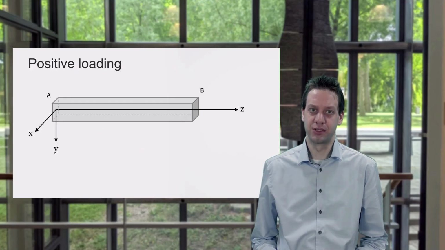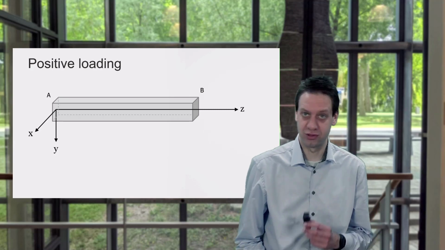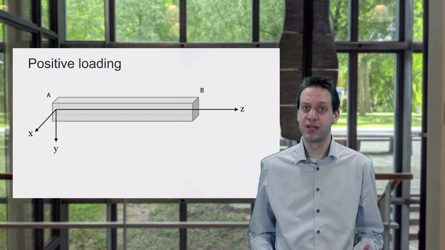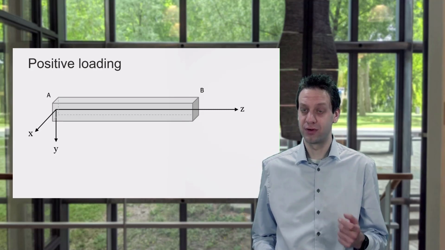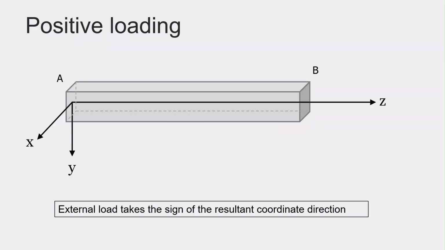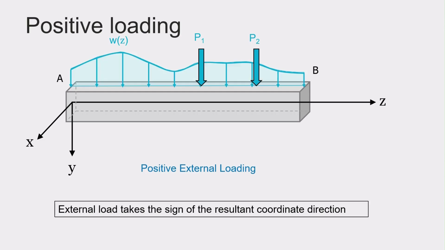Now that we have a coordinate system, we can look at what this means for other parts of the problem statement. And for this, let's start with what we define as a positive load. In general, an external load takes the sign of the resultant in the coordinate system. So, a positive external load, in terms of point loads, means that if the load is acting downward in the positive y direction, we regard it as positive. A distributed load is also positive when it is acting downward.